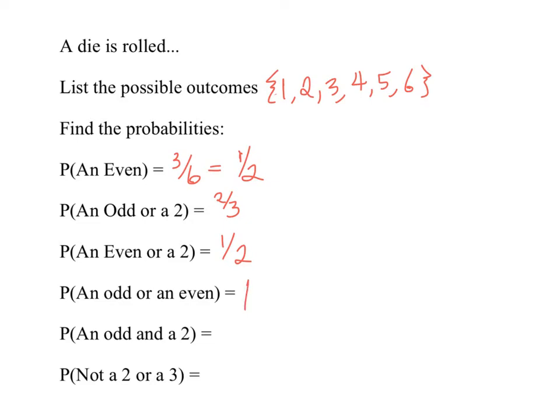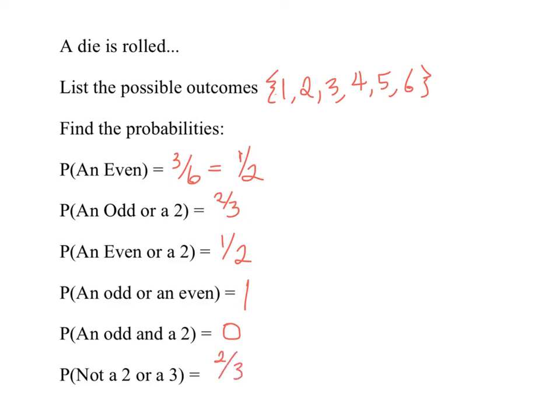An odd and a 2. Well, if you roll the dice once, it is not possible to get an odd and a 2. So the probability is 0. Finally, not a 2 or a 3. So if you take out the 2 and 3, there are 4 outcomes left. So 2 out of 3.